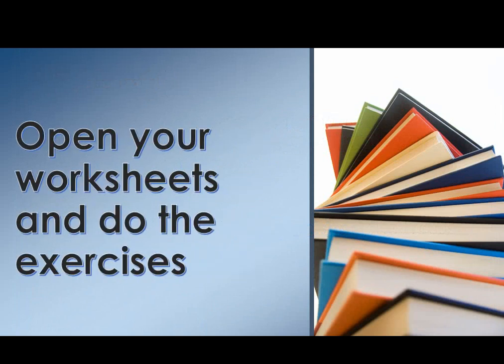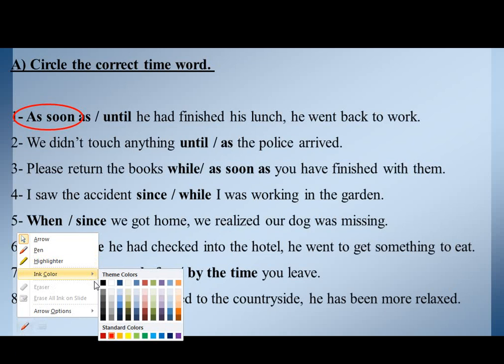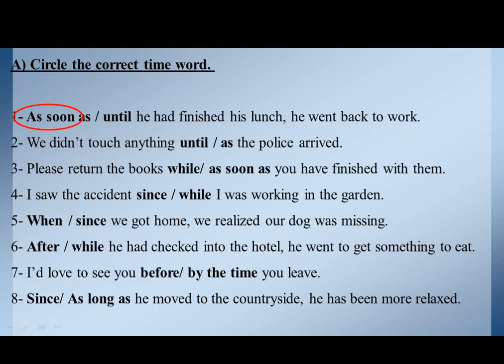Now girls, open your worksheets and do the exercises together. Let's circle the correct time word. Okay, let's think over the sentences here. Let's do the first one. As soon as or until he had finished his lunch, he went back to work. Excellent. As soon as he had finished his lunch, he went back to work. We didn't touch anything until or as the police arrived. Very good. Until the police arrived.